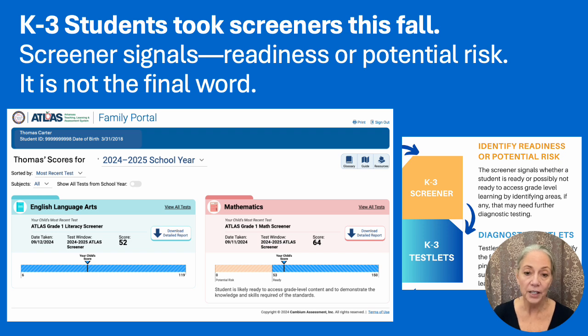Now, if your child did receive a potential risk notice on their screener, then you will probably be able to see testlets that are being produced if the teacher is using the testlets in the system. Now, the scores came out late this year, so some teachers had already figured out your child's specific needs. But going forward in the future, this is going to be part of the system so that it's a transparent system that enables you to see how your child is doing. Let's take a deeper look at the screener.